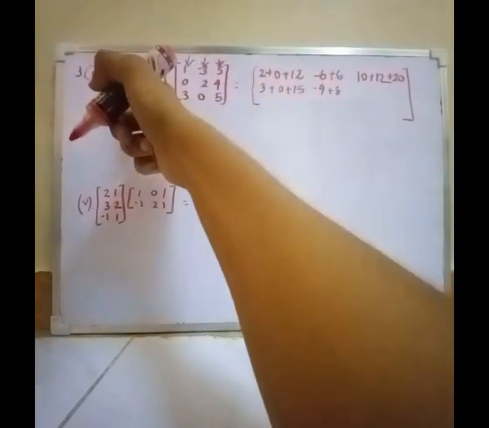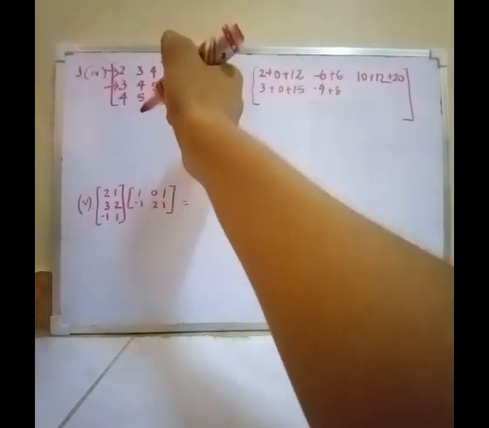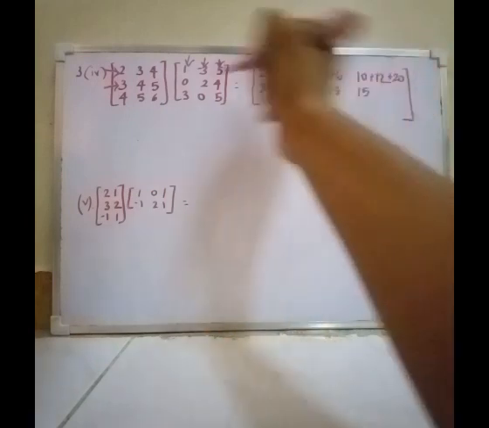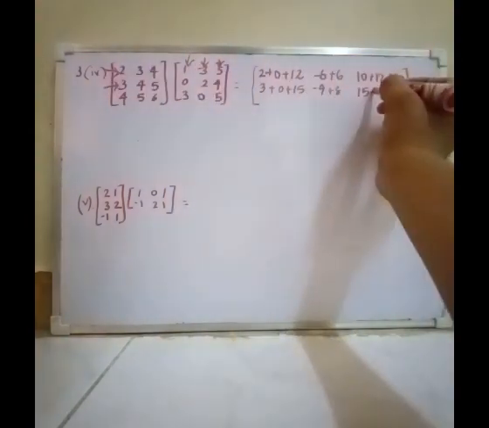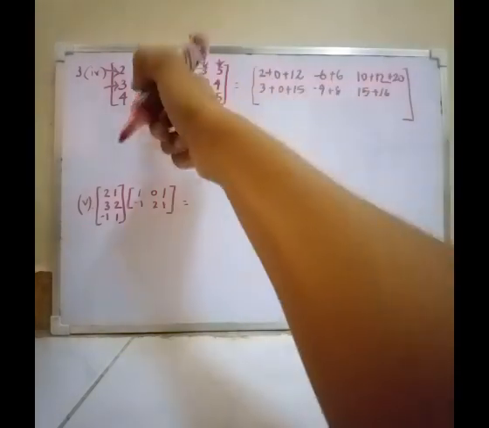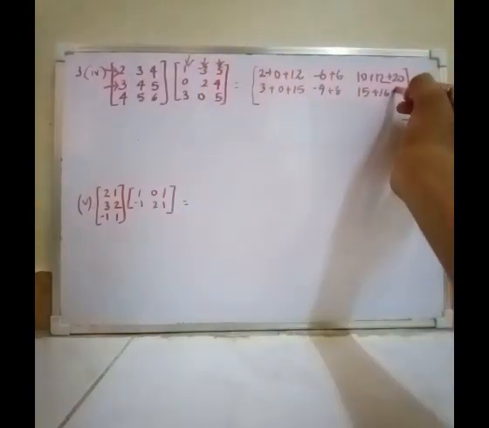Now doing the second row with the third column, 3 times 5 would be 15, 4 times 4 would be 16, and 5 times 5 would be 25.